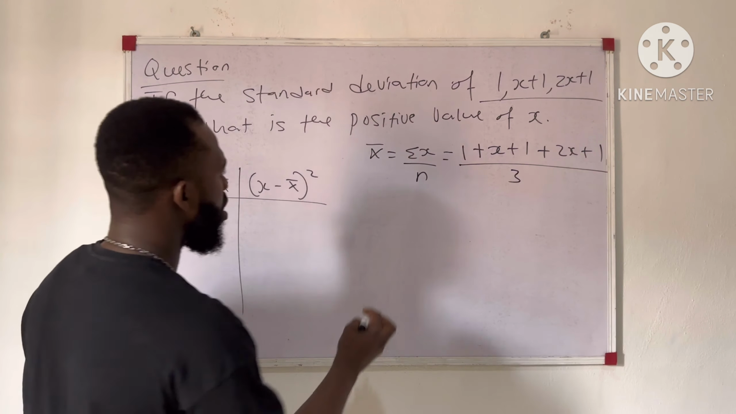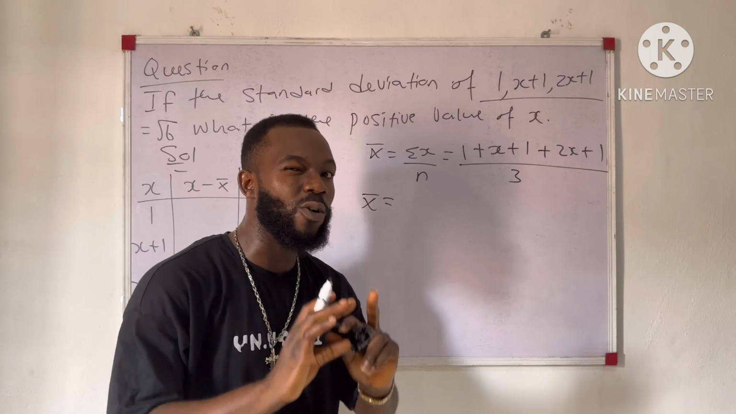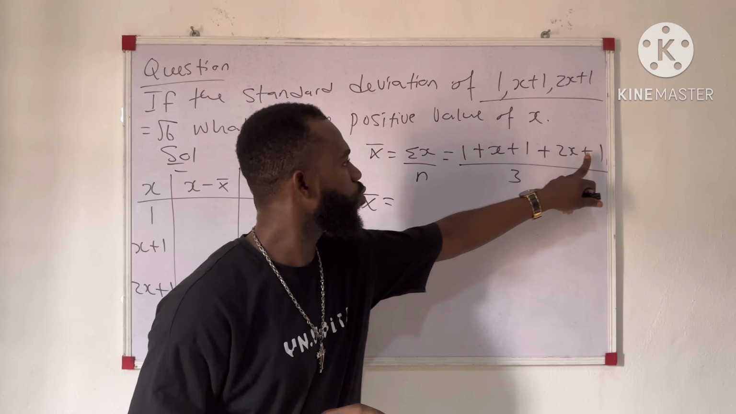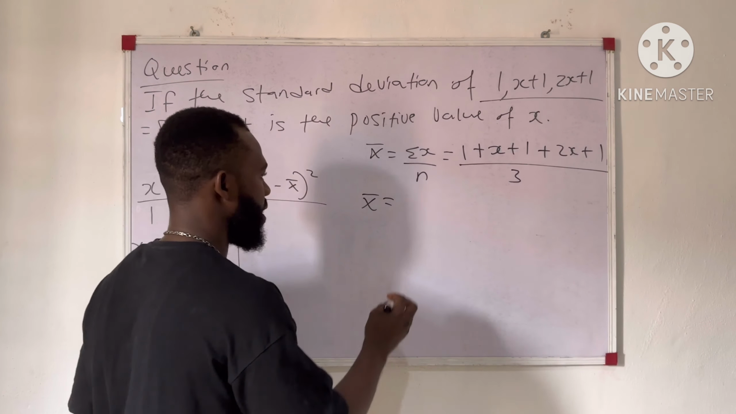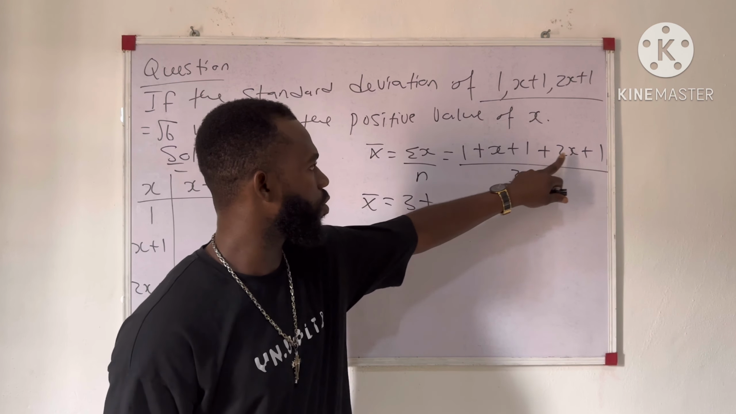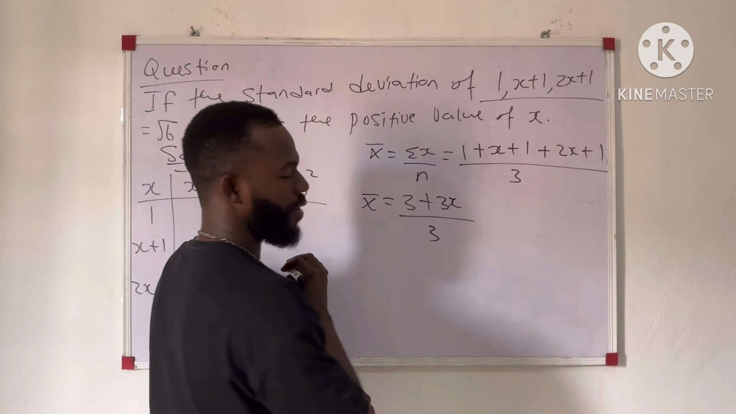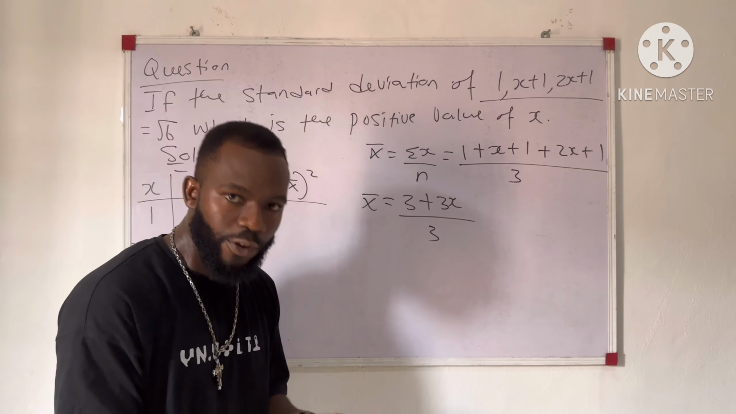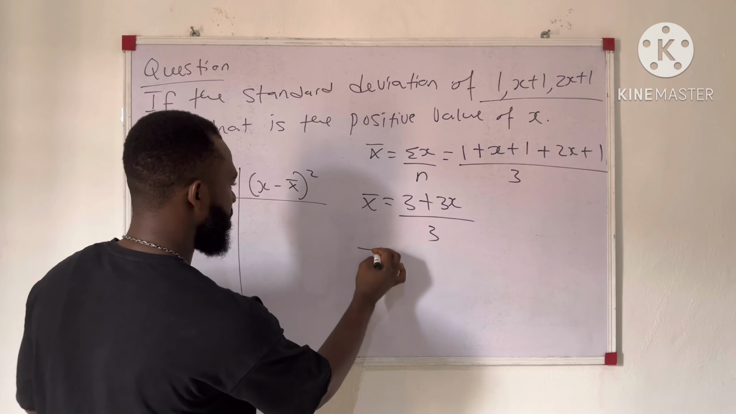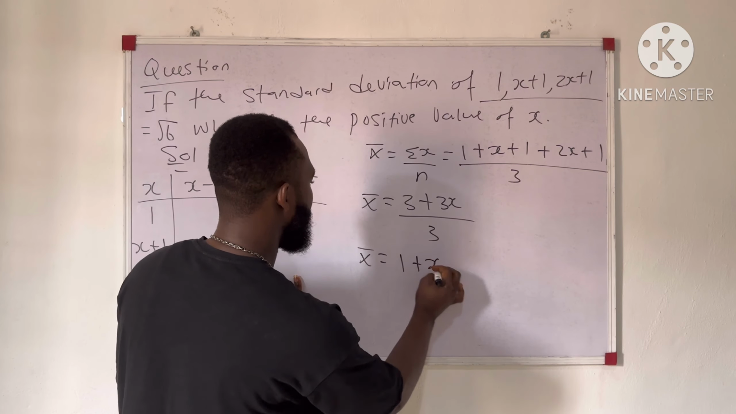Let's proceed. Now our mean becomes, we can't say 1 plus x because 1 and x are unlike things. But we can say 1 plus 1, which is 2, and 2 plus 1, which is 3, adding up the numbers together. So we have 3 plus, let's add the variables now, x plus 2x, which gives us 3x, all over 3. Now 3 can cancel out the 3 at the numerator. So the mean becomes 1 plus, if 3 also cancels out 3x, we are left with x.